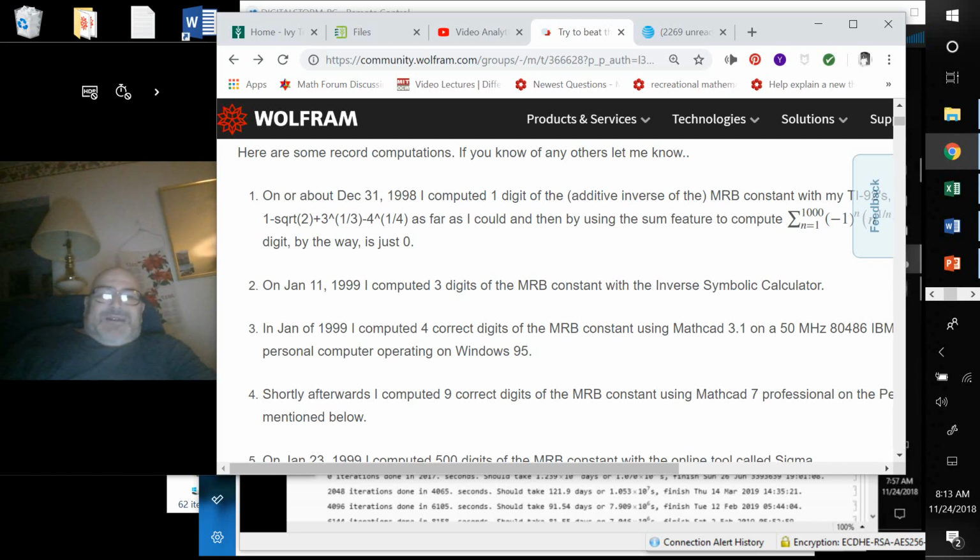Afterwards, this was some time afterwards, not necessarily in January, just mentioning the same type of software, I somehow found a deal on MathCAD 7 Professional. It wasn't thousands of dollars back then. It was only a couple of $100, or maybe $300. I don't remember exactly. And somehow I was able to tweak it or to force it to give me 9 consistent digits, which confirmed later computations.